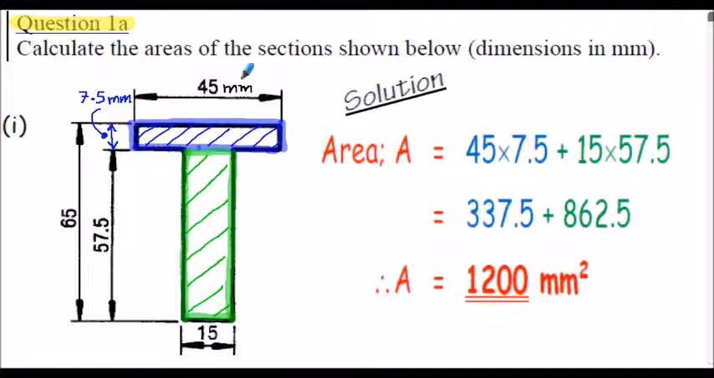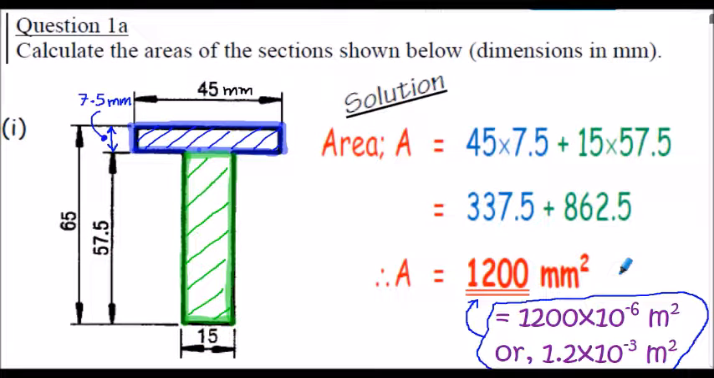So question 1a, here's the solution to part 1. Notice I've calculated this dimension here of 7.5 millimeters for the thickness of the top flange from the geometry given. So now I can calculate the area of the top flange. It will be 45 millimeters multiplied by my 7.5 millimeters, and then calculating the area of the web shown in green here, that will be 15 millimeters multiplied by its length, which is 57.5 millimeters. Evaluating, the area of the T section is 1200 millimeters squared.